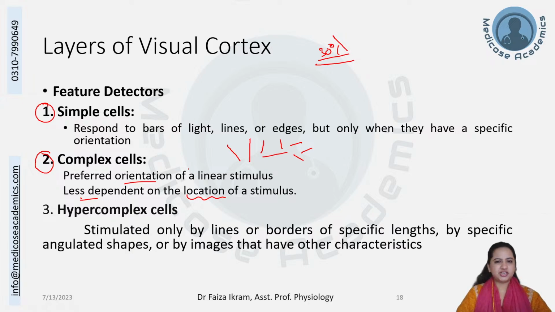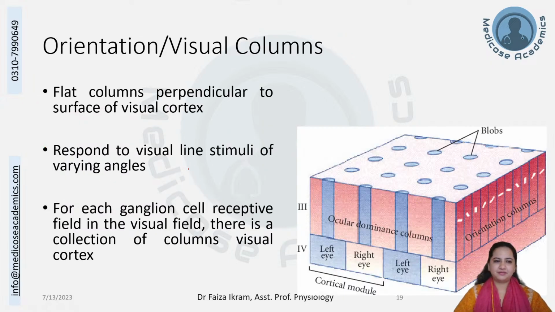So this is some additional information that you might skip even. Orientation columns. What are these orientation columns? These are mostly outside layer 4. They are flat columns perpendicular to the surface of visual cortex.